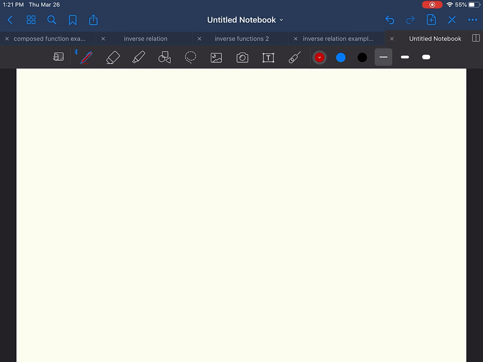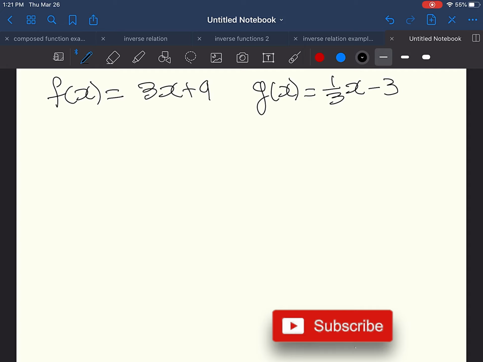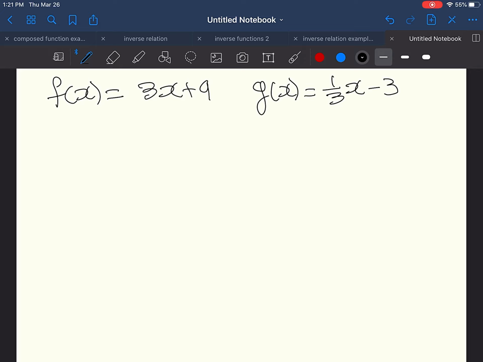One example. Suppose I have my function f(x) is 3x plus 9, and my function g(x) is 1 over 3 times x minus 3. And the question is: determine whether each pair of functions are inverse functions. Can I say that g is the inverse function of f? Can I conclude that f is the inverse function of g?